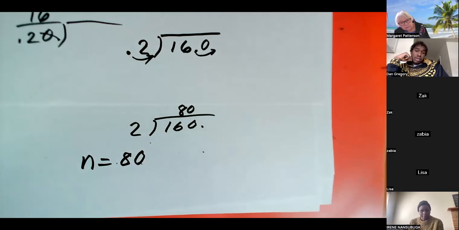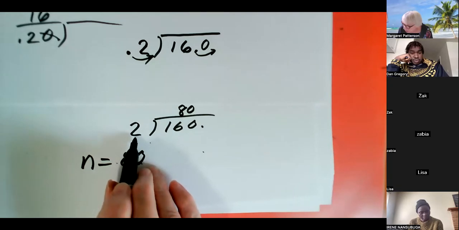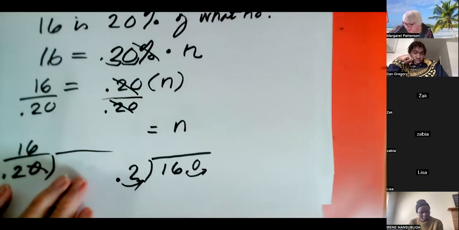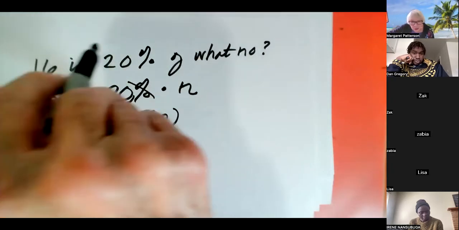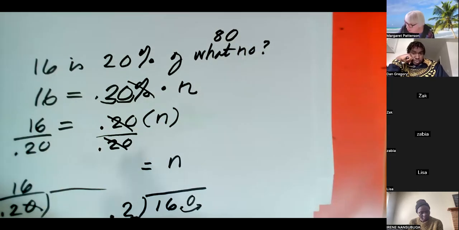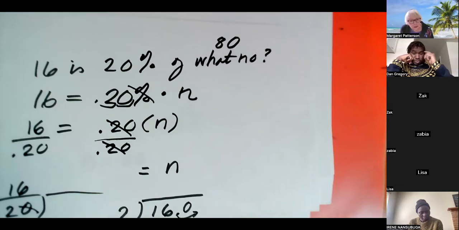So wait a minute. 16 is 20% of the number 80. So 16 is 20% of, this was our answer, 80, right? 80. Okay.